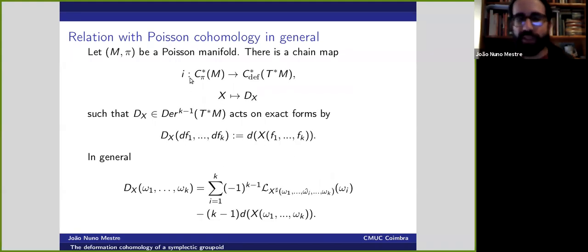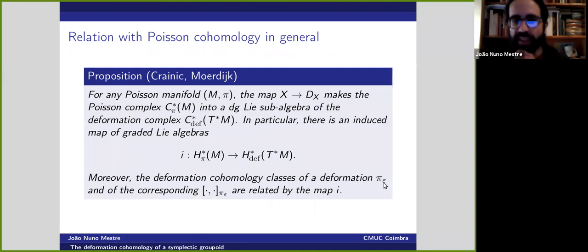So what Marius and Ike proved is that there's always a chain map that goes from the deformation cohomology of the Poisson manifold to the deformation cohomology of the Lie algebroid associated to it, which simply sends a multi-vector field to a multi-derivation, which is defined by a certain formula. That's not perhaps too important right now. And they prove that it sends the deformation class of a Poisson manifold being deformed to the corresponding deformation class of the deformation that corresponds to it.